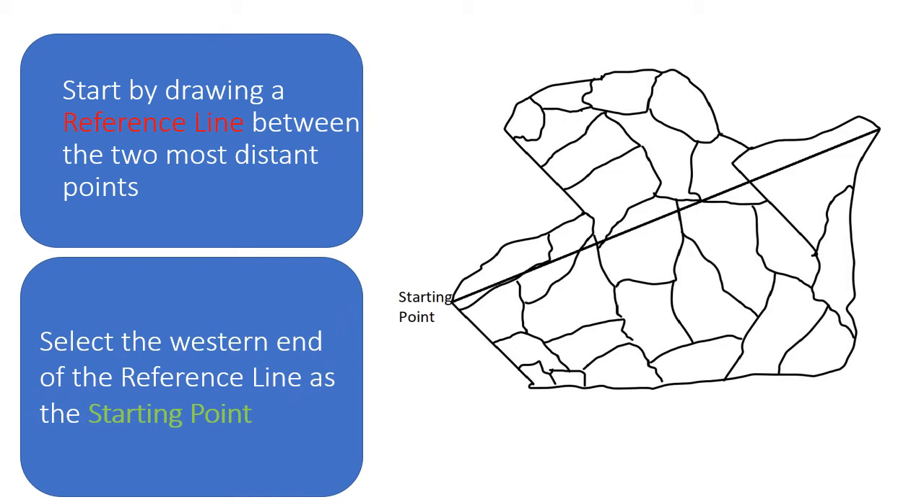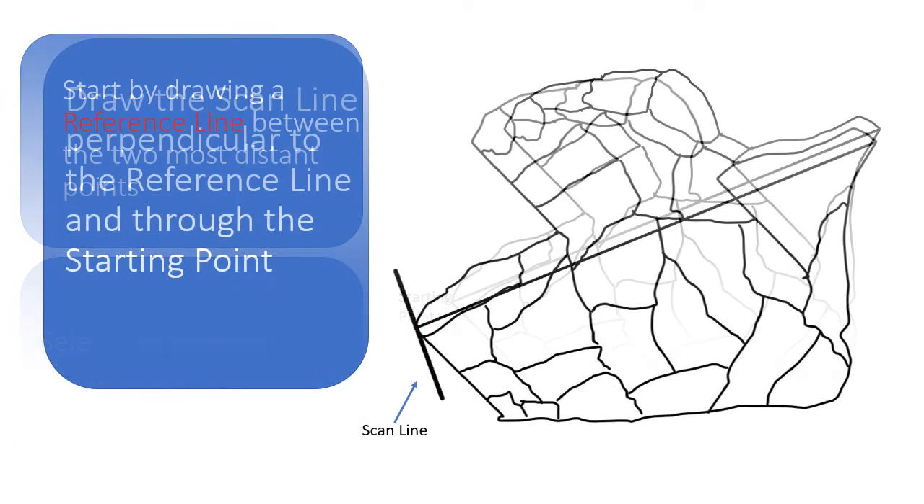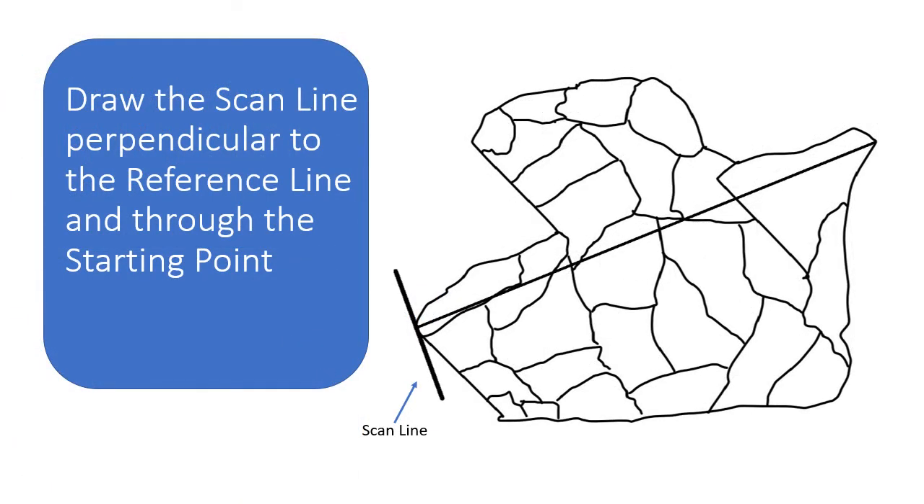We start the process by drawing a reference line connecting the 2 most distant points in that part of the state not yet assigned to a CD. Initially, that means the whole state. We then select the western end of the reference line as the starting point for our scan. Next, we draw the scan line, which is a line perpendicular to the reference line and through the starting point.